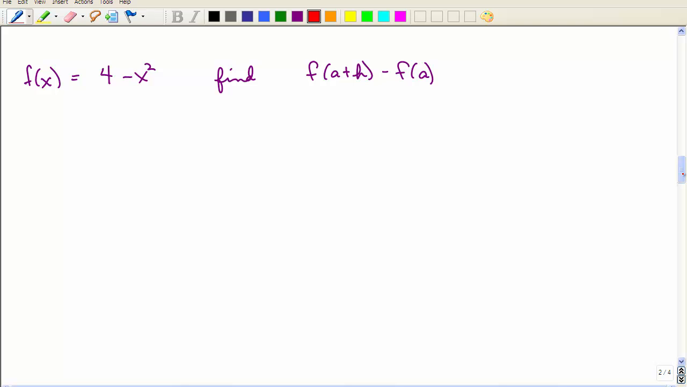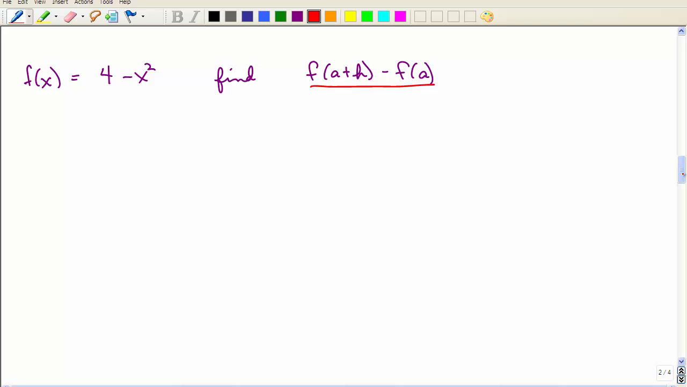Okay, this next example, really we're going back to section 2.1 and we're just going to be practicing rewriting these functions. Instead of x, we've got a's and a plus x's. It's really the baby step to the definition of the derivative. All right, so let's see. It's asking us to find that.